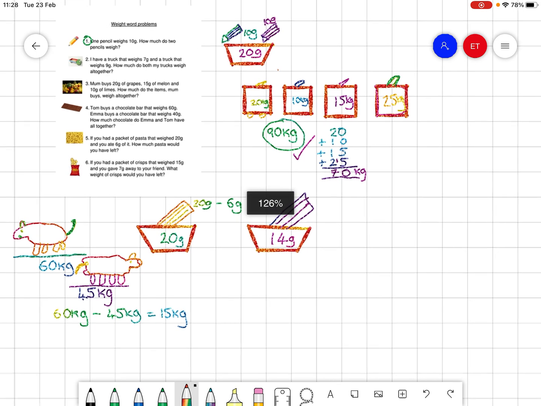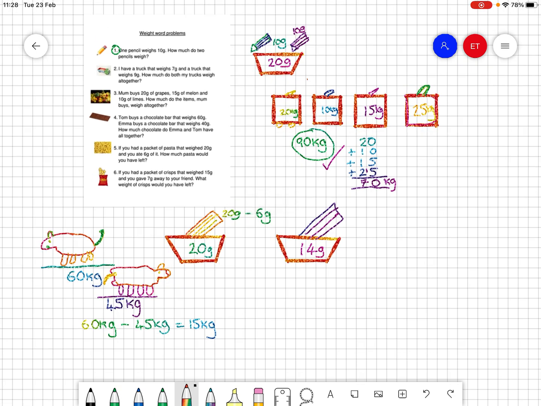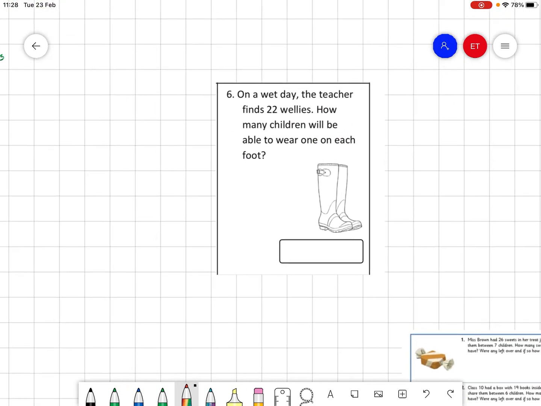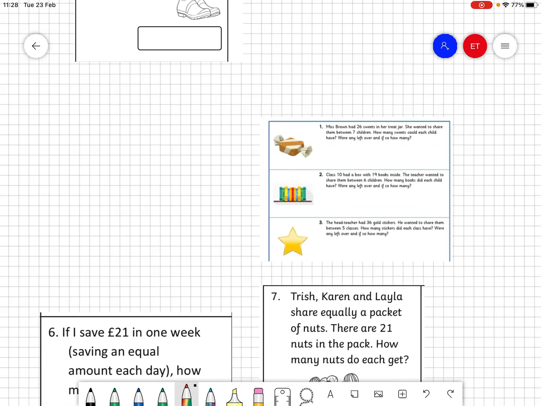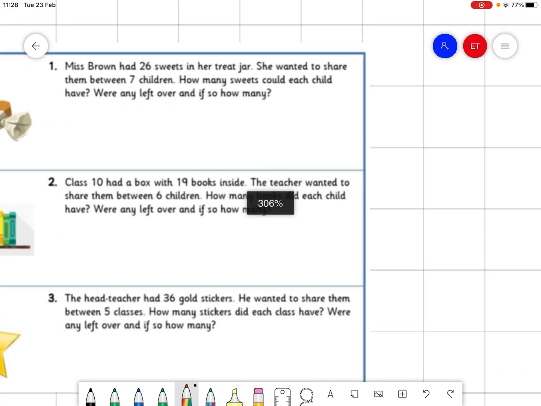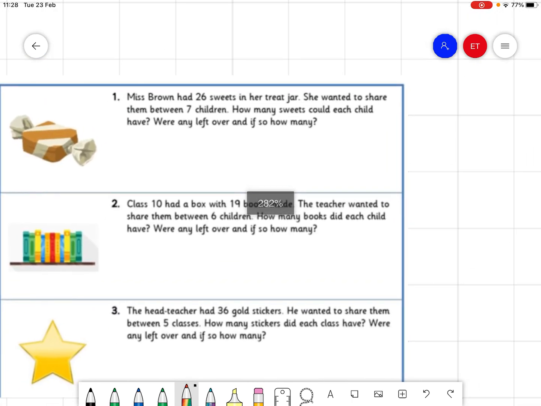So those were some addition and subtraction word problems. Let's now have a look at some multiplication and division problems. So we're going to have a little look at this one.